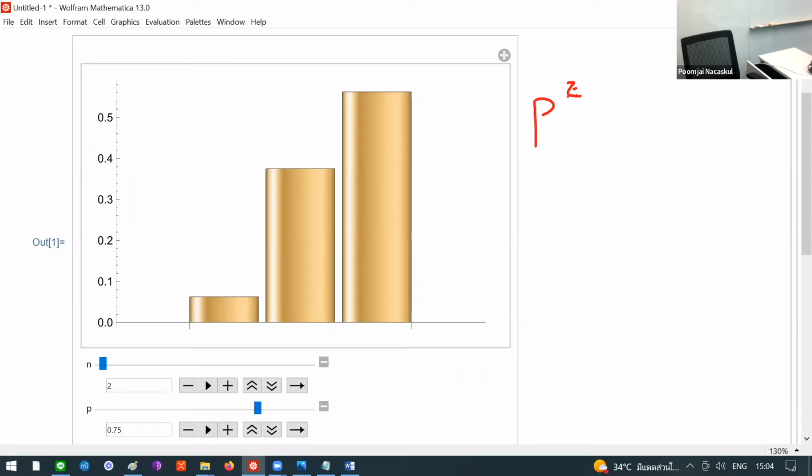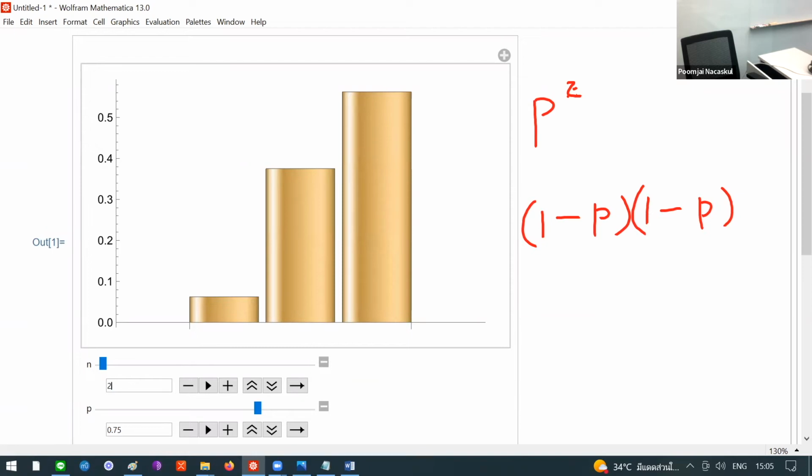Okay. What's the probability of 2 zeros? 1 minus P times 1 minus P. That's the probability of 2 zeros. What's the probability of one 1 and one 0? Anybody? One 1 and one 0.